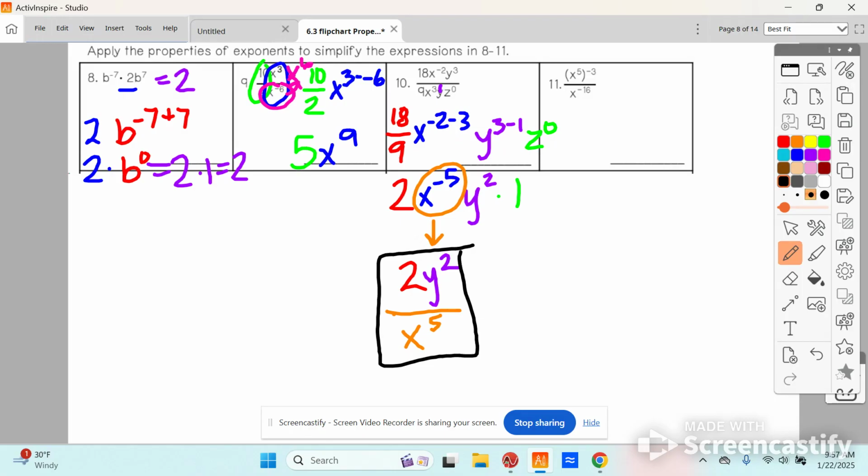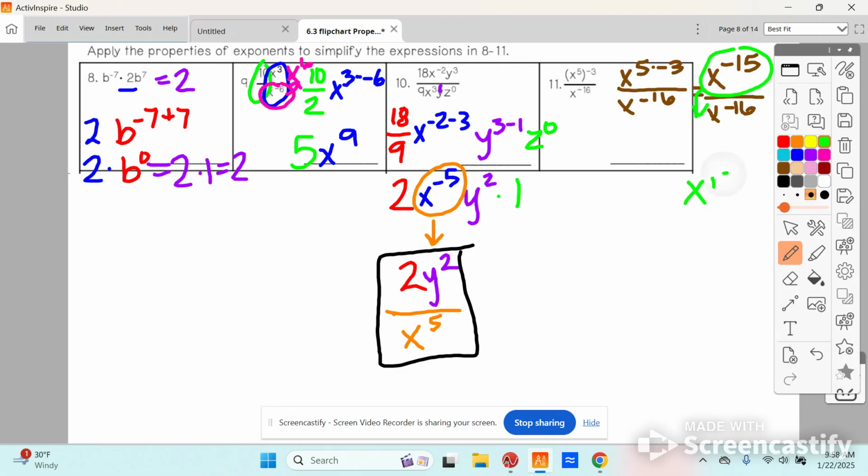In this last one, there's a lot of different ways you could solve this, but I'm going to use my power-to-power property and distribute this negative 3. So first, I'm going to do 5 times negative 3, so I get x to the negative 15 over x to the negative 16. Now, because the negatives need to move to the opposite, I'm swapping, and this doesn't always happen, but because they're both negative, I'm swapping.